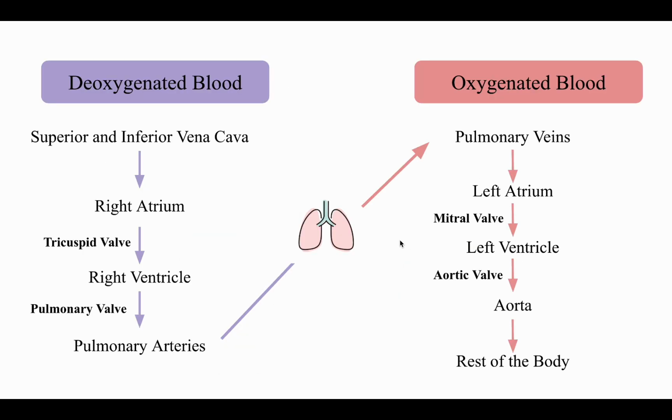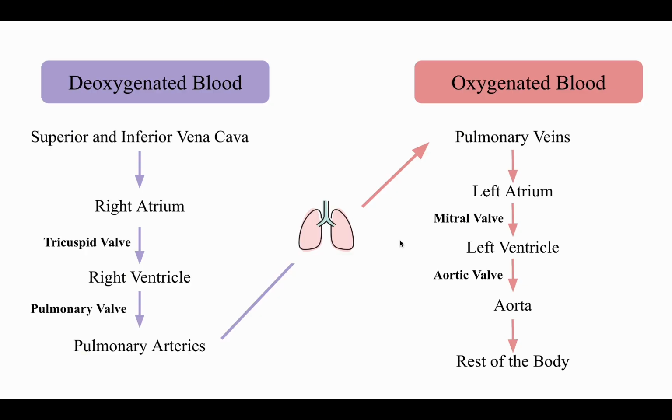So just to recap, blood flow through the heart. Deoxygenated blood will come into the right atrium through the superior and inferior vena cava, move its way to the right ventricle through the tricuspid valve. From the right ventricle, it will go to the pulmonary arteries via the pulmonary valve, where it will then go to the lungs to be oxygenated, come back into the heart through the pulmonary veins into the left atrium, move its way down to the left ventricle through the mitral or bicuspid valve, and then from the left ventricle, it will be pumped into the aorta through the aortic valve, where it can then go and oxygenate the rest of the body.